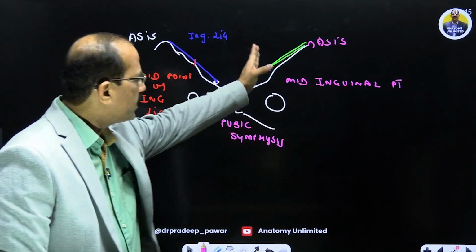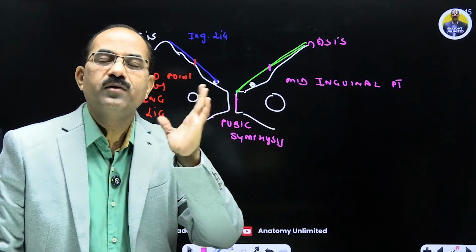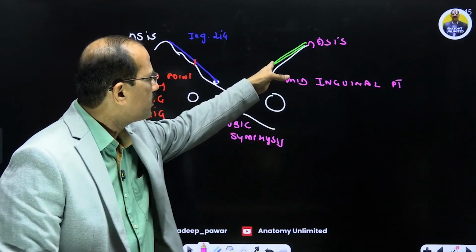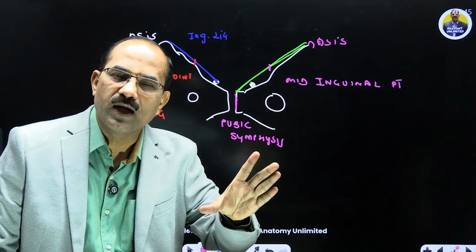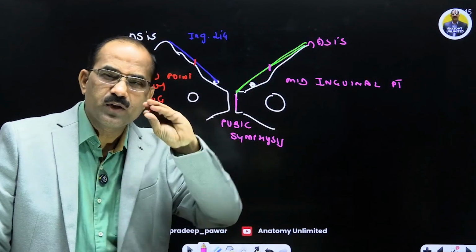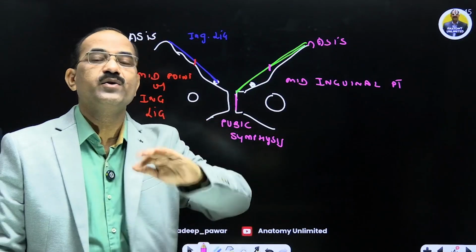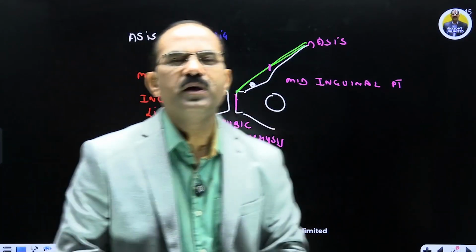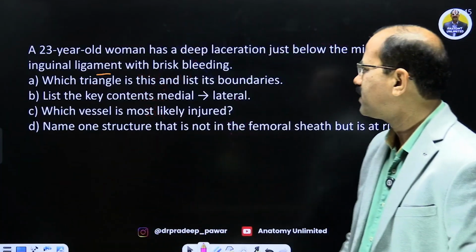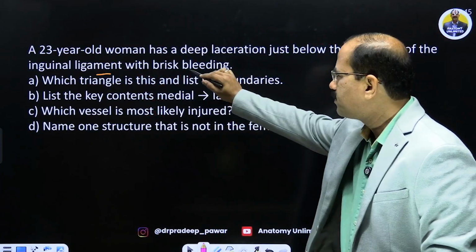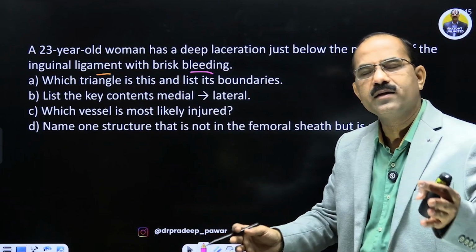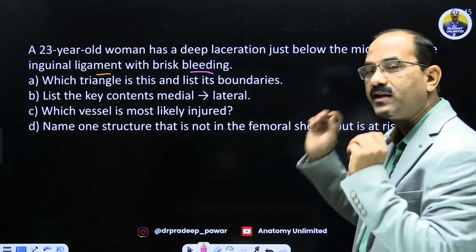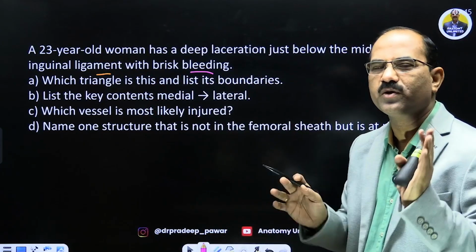So at the mid inguinal point generally we feel the femoral artery. यहाँ पे अगर अपन palpate करते हैं तो we feel the femoral artery. हाँ, ठीक है, but question में थोड़ा सा variation हो सकता है. You should be able to follow that. Fine. So midpoint of inguinal ligament दिया, that's fine. So with brisk bleeding, एकदम झट से blood आने लग गया, that means which is the vessel injured? That's a femoral artery.